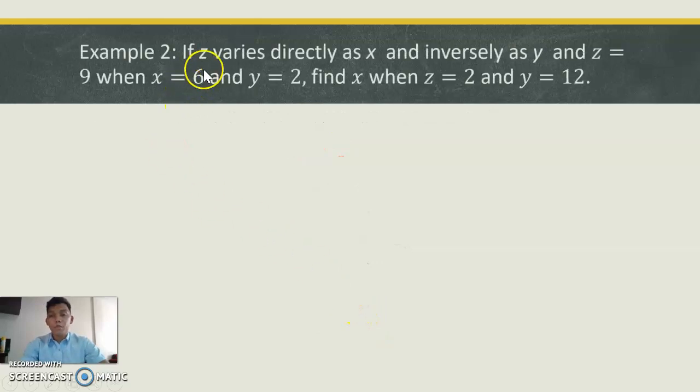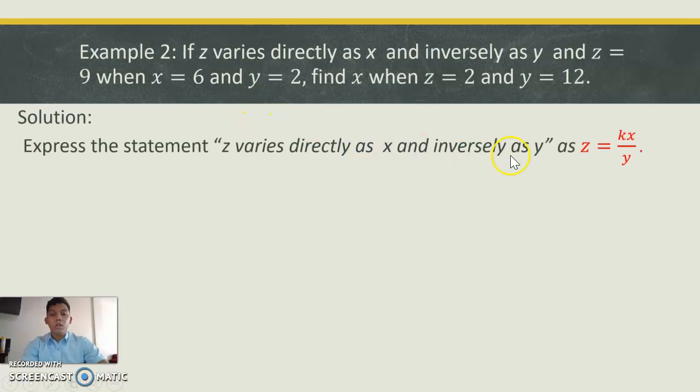So example number 2: if z varies directly as x and inversely as y, and z is 9 when x is 6 and y is 2, find x when z is equal to 2 and y is equal to 12. So again, we translate the variation statement into an equation, which is z equal to kx over y. Just follow the sequence of how the variables are written in the problem. So in this case, z is equal to kx over y.